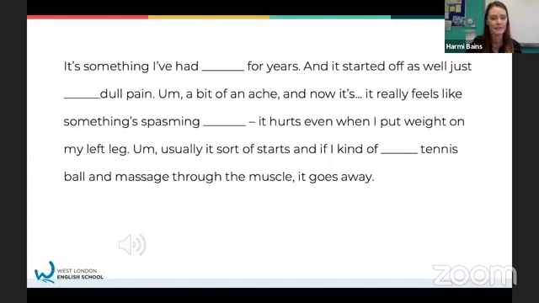It's something I've had on and off for years, and it started off as, well, just a kind of dull pain, a bit of an ache, but now it really feels like something spasming or something. It hurts even when I put weight on my left leg. I usually sort of start if I kind of lie down on a tennis ball and massage through the muscle. It goes away.